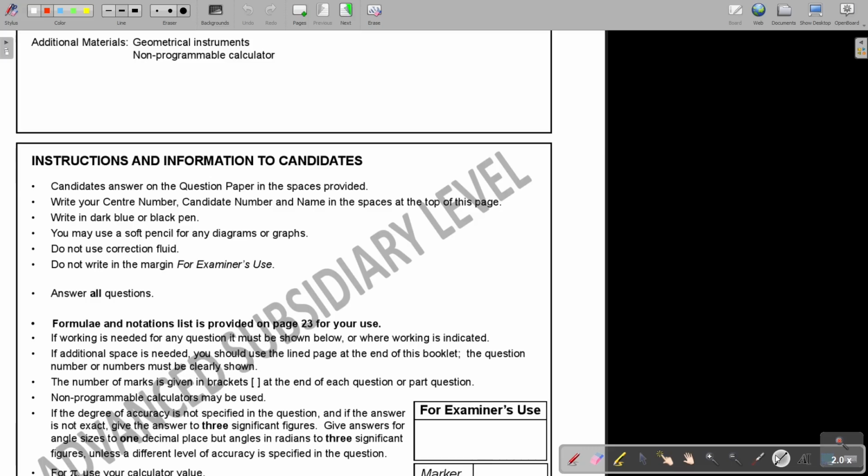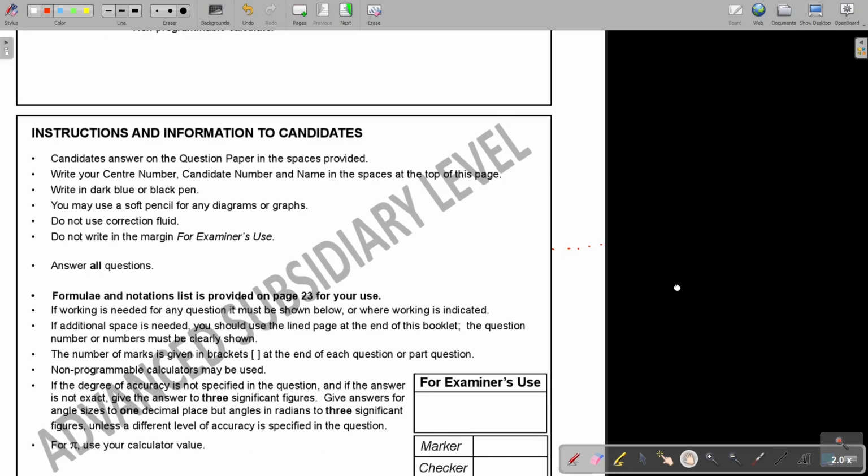Do not use correction fluid. That means Tipp-Ex. Do not write in the margin for examination use. It's usually that margin. Leave it open for the examiner. Answer all questions. Don't leave out any question.